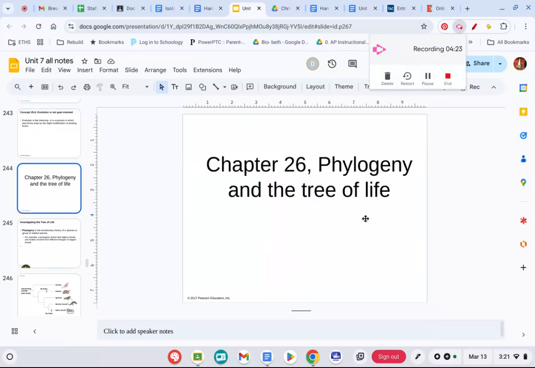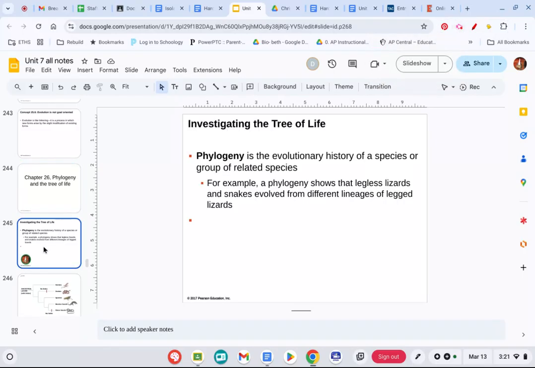Okay, so our next chapter is going to be chapter 26 on phylogeny, and let's talk a little bit about what that means. Phylogeny is a way of trying to explain how different species are related to each other, or how they evolved over time. So we can figure out, for example, how legless lizards and snakes evolved from a common lineage of legged lizards.